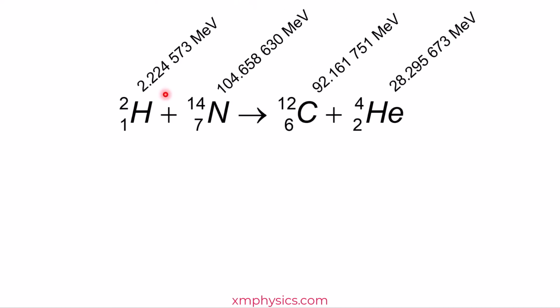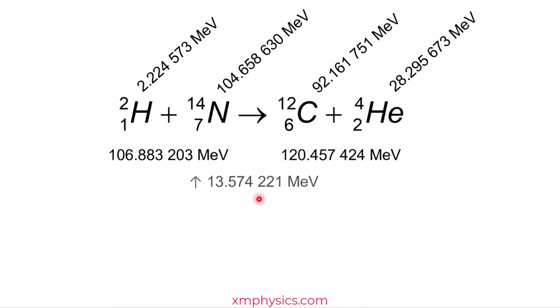Now sometimes we are provided with the binding energy of the nuclei instead. In that case, we just calculate the total binding energy before the reaction. So just add the 2.2 to the 104. So this is the total binding energy of these two nuclei. Do the same with these two numbers, you get the total binding energy after the reaction. Notice that the total binding energy has increased by about 13.6 mega electron volts. And an increase in total binding energy tells us that energy is released to the surrounding.